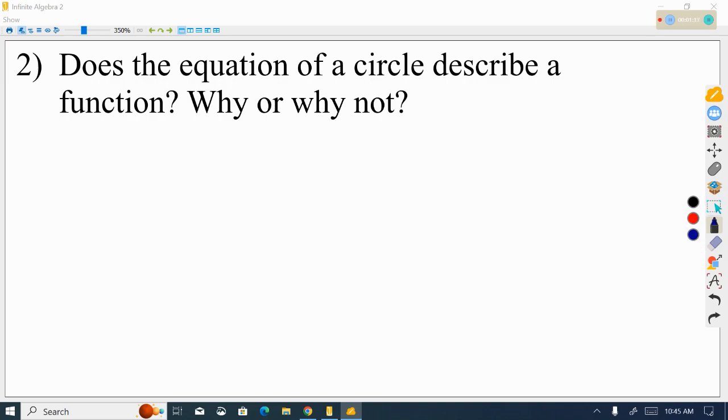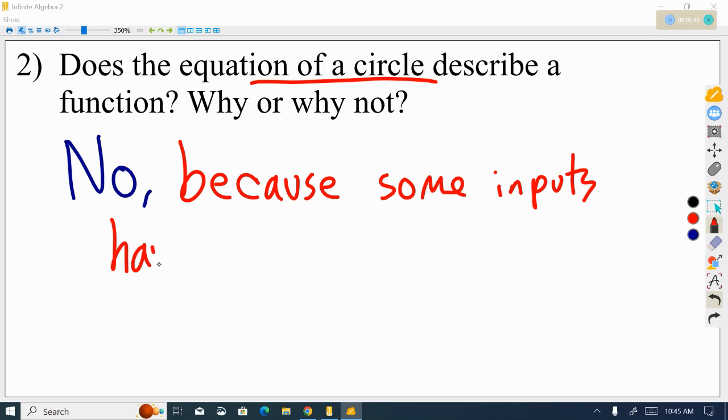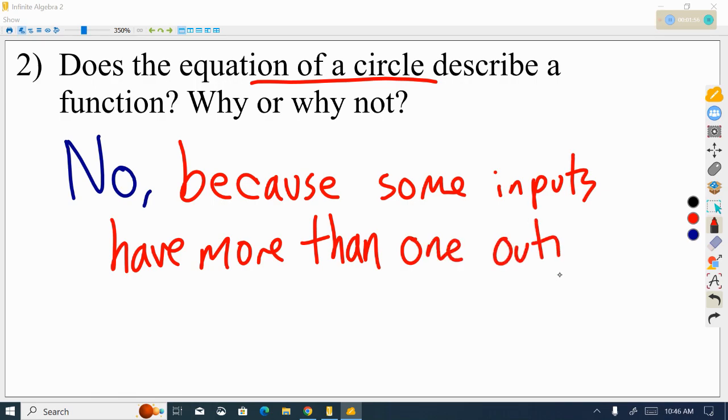So the idea for number 2 here was that the equation of a circle does not describe a function. And I want you guys to know that it doesn't, because some inputs would have more than one output, right? And so it also doesn't pass the vertical line test for a function, right? So we would say, no, the equation of a circle does not describe a function because some inputs have more than one output. So pretty much every graph that you guys have drawn so far has been a function. And this is the first time that we'll be using some graphs that are not a function.